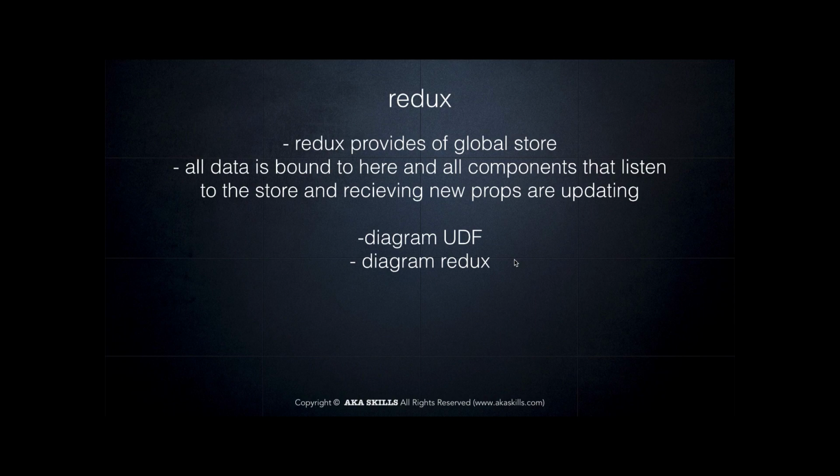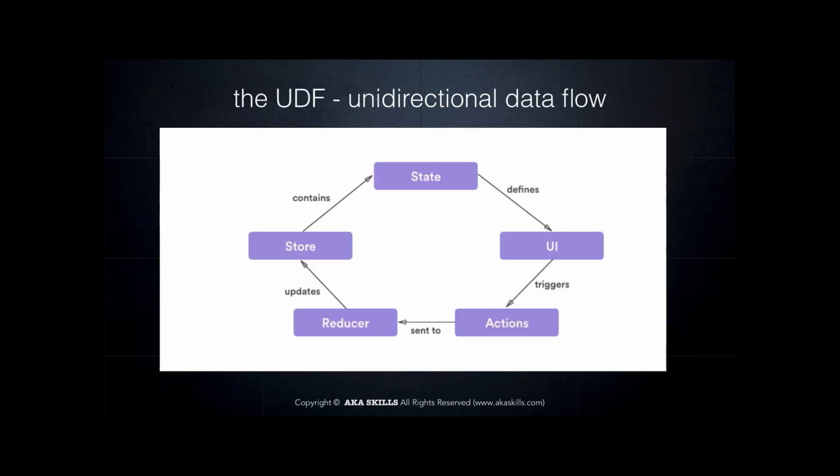It's quite handy. The state is quite a challenging thing, and the tree can grow very big. So this is where Redux comes into play, because Redux provides us a global store. In this store, every piece of information about the state of the application is held. So all data is bound here, and all components that listen to the store and receive new props are updated. I want to show you a quick diagram of how this works. I named the diagram UDF because of the unidirectional data flow. So let's check this out.